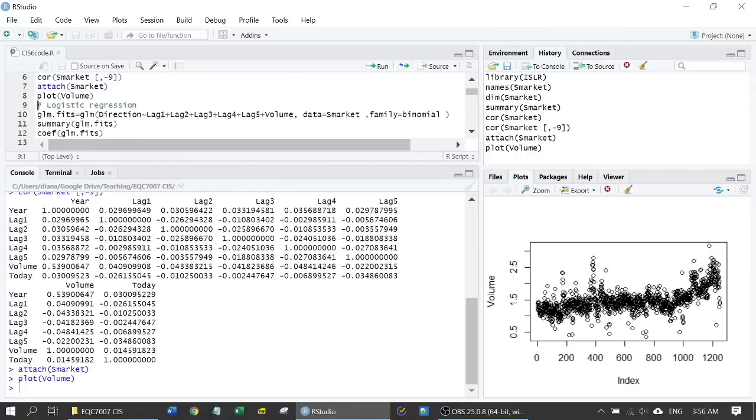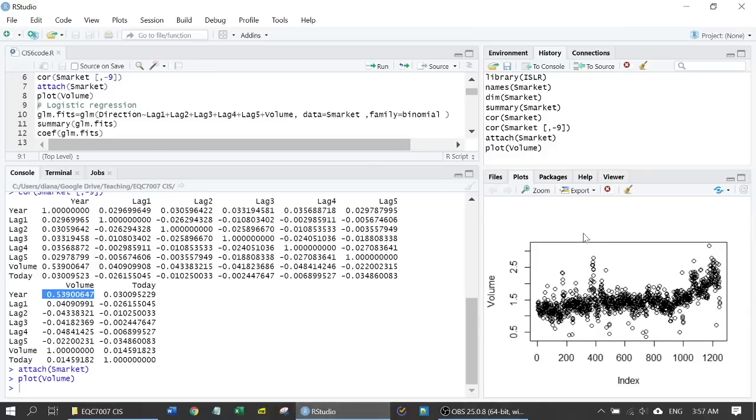Okay, before I explain this plot, one thing I forgot to mention is that if you look back at the correlation matrix, you can find that the only high correlation is between year and volume. The volume is actually the number of shares traded on the previous day in billions. This is not like the other variables, which are percentage returns. So over the years, we can see that the number of shares traded is increasing.